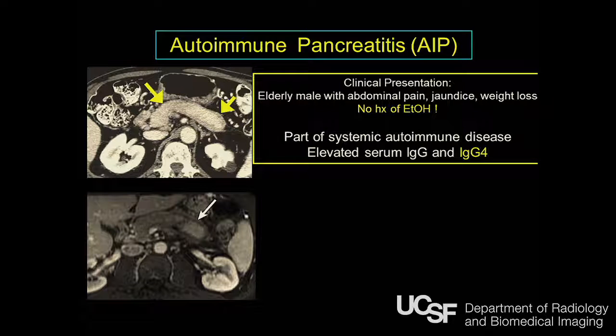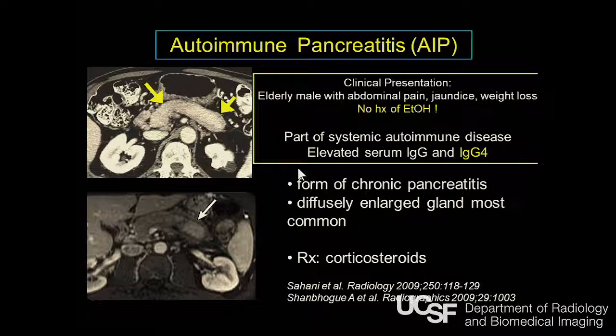All right, autoimmune pancreatitis is the other subtype of chronic pancreatitis to know about. I think in contrast to other types of acute and chronic pancreatitis, there's usually no history of alcohol intake. Remember that this is part of a systemic autoimmune disease. And you have to think about this because the clinicians will then order IgG and IgG4, and these levels are typically markedly elevated.